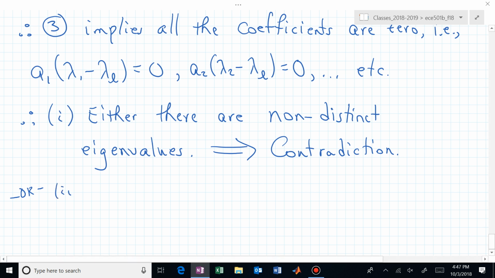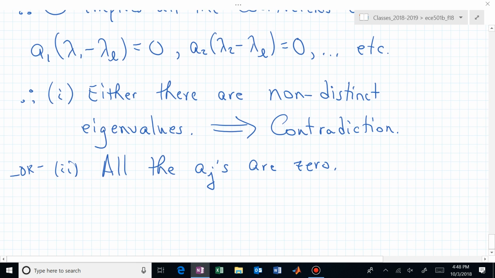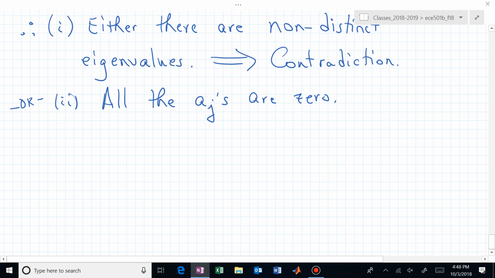So now case 2 is that all the A sub j's are 0. Because we assumed that all of our lambdas were distinct up through lambda sub m, comparisons of lambda 1 with a different one are going to give us a non-zero value. So we can divide those out, and that says that A1 has to be 0, A2 has to be 0, etc. That's really case 2. So now all the A sub j's are 0.